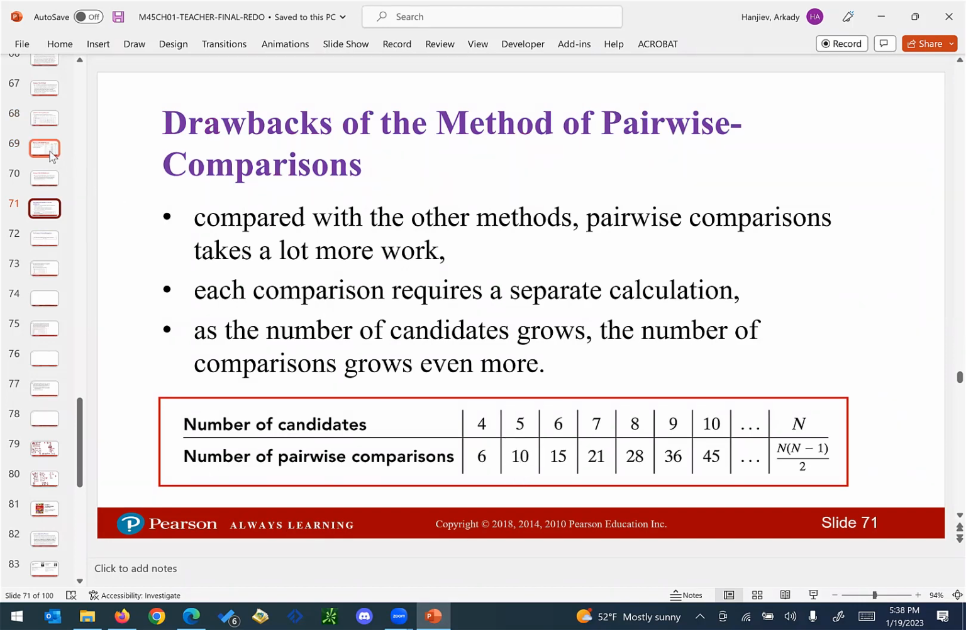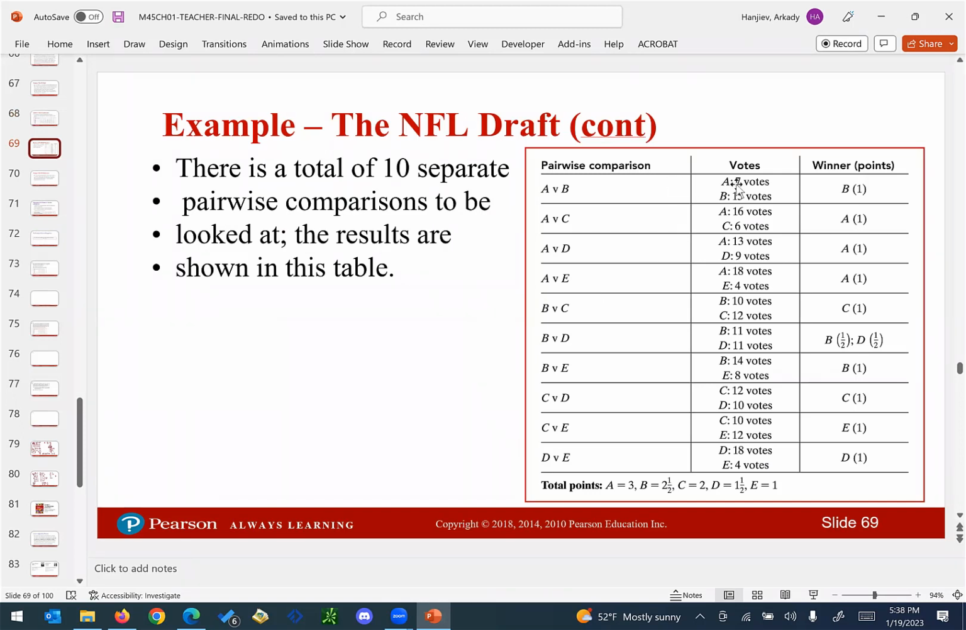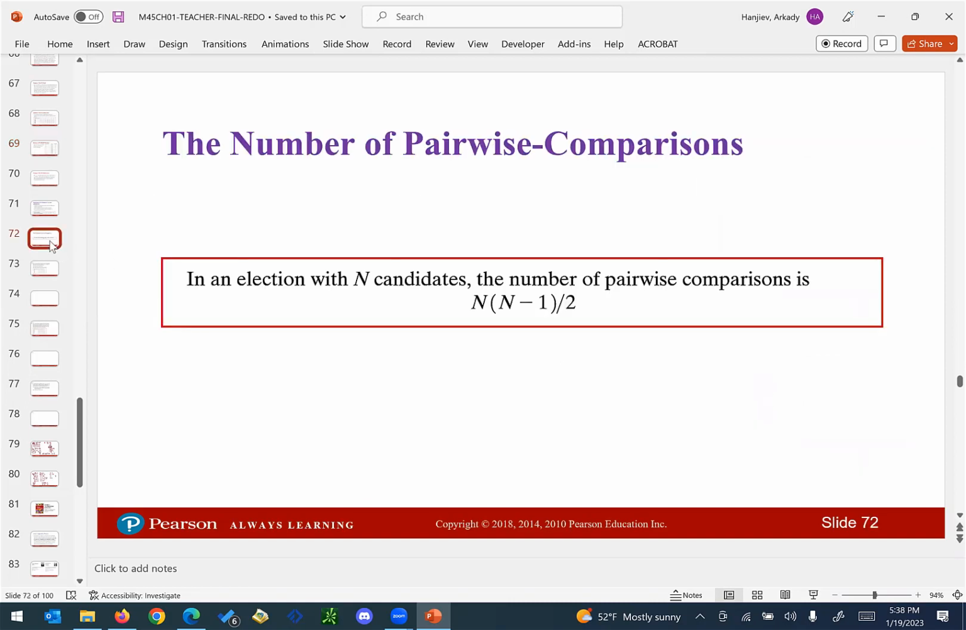So let's see where the 10 calculations came from. If you separate each one of these: A goes to B, A goes to C... 1, 2, 3, 4, 5, 6, 7, 8, 9, 10. So we had to do 10 calculations. That's a lot of calculations for just 5 players. Think about how many players are in the NFL draft, how many candidates are being looked at to be selected. It tends to be a huge amount of calculation.